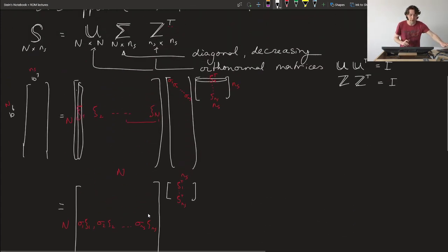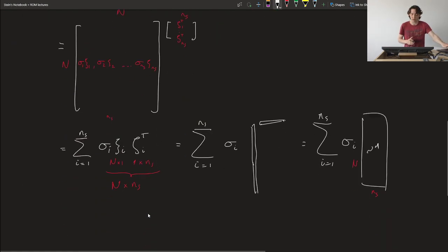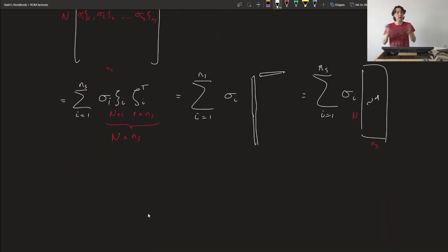And since we ordered our sigmas to be in a decreasing sense, it is the first sigma that has a matrix associated to it that carries a lot of the information from our snapshot matrix. And it is the second one that carries the second most information. And it's the last one that really doesn't carry much information at all. I could also throw that away. And that's exactly where the compression comes from.